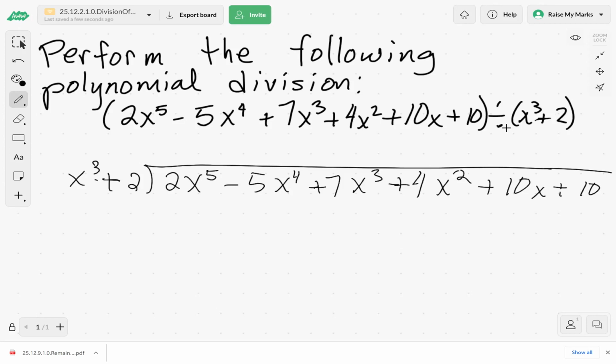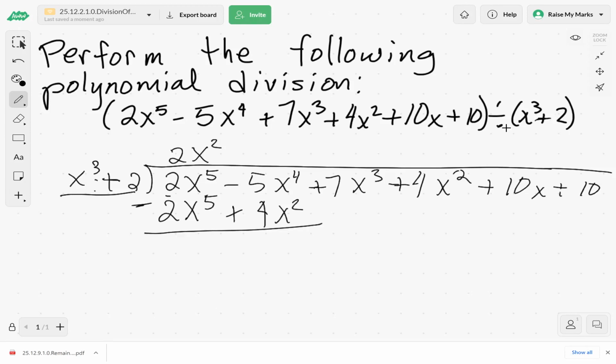We're going to do it term by term. All right, so we have an x cubed. What do we need to multiply by x cubed to give us 2x to the power 5? 2x squared, right? So if we multiply 2x squared by x cubed plus 2, what do we get? We get 2x to the power 5 plus 4x squared. And we have to subtract.